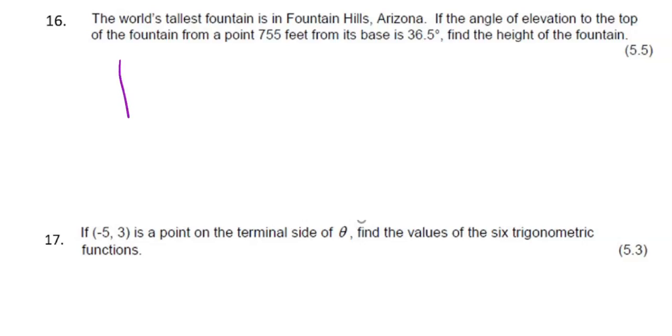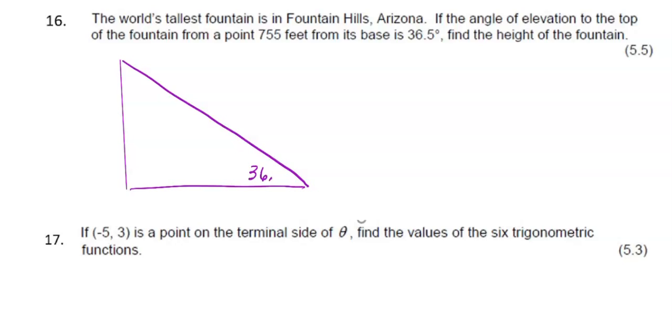Okay, so this is a right-angled trig problem. So here's the fountain, okay? Here is where I'm going to find the angle of elevation. That's 36.5 degrees. If the angle of elevation to the top of a fountain from a point 755 feet from its base. So this is 755. Find the height of the fountain. I want to find x.